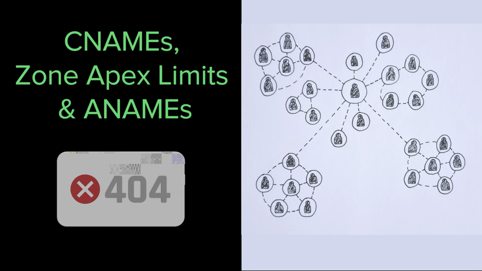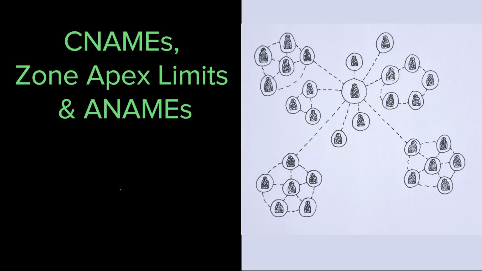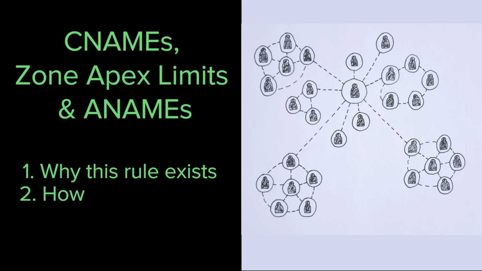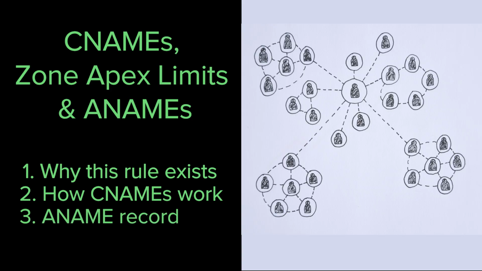This isn't Heroku's fault. It isn't a bug in your DNS provider. It's a rule baked into the DNS specification itself. And it's been there since 1987. In this video, I'll explain exactly why this rule exists, show you how CNAMEs work under the hood, and walk through Name.com's ANAME record, the clean solution to this problem. I'll also cover the 3 most common CNAME pitfalls that break production setups.